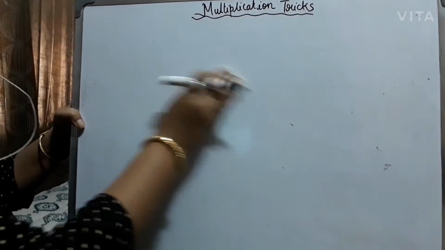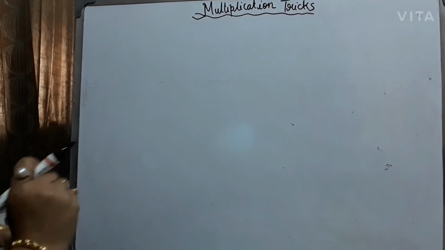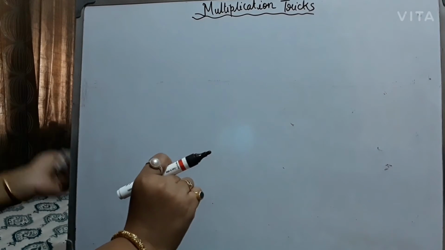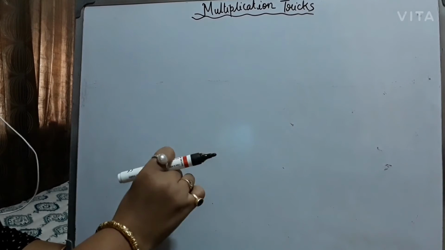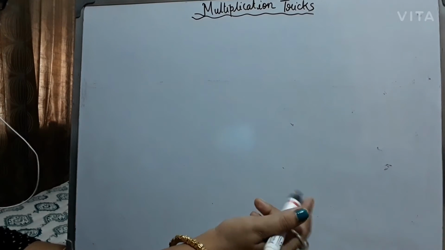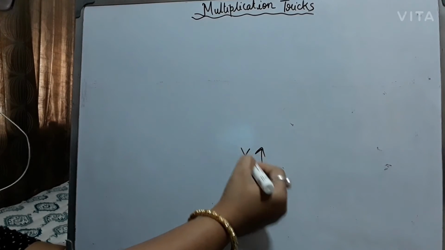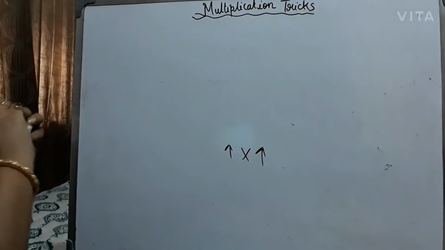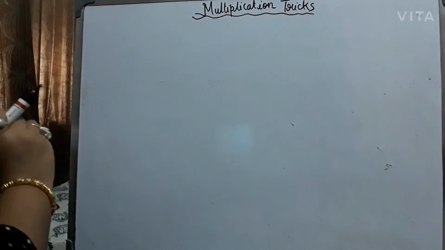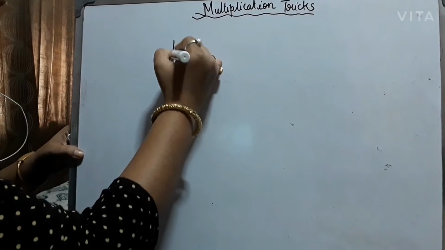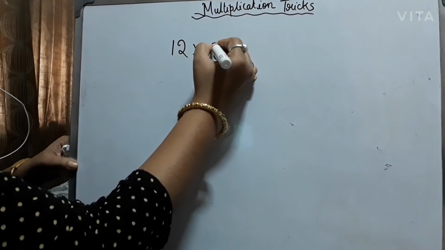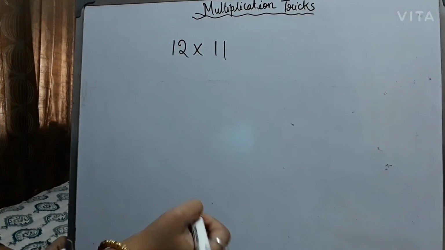And in this sum, one loophole is here. You can't take big numbers like 89 or 90 because you can't make those lines at that time. The previous method will be easier for those. This method you can do with small numbers where 1, 2, 3 like these numbers come. 12 into 11, very easy.